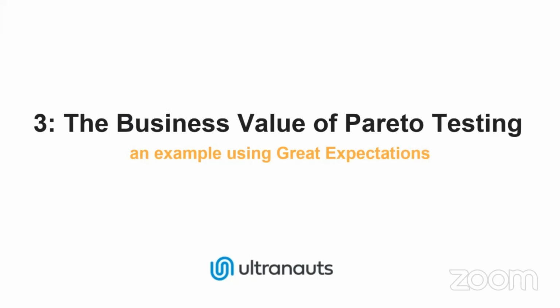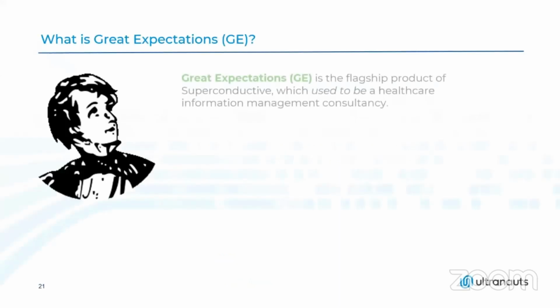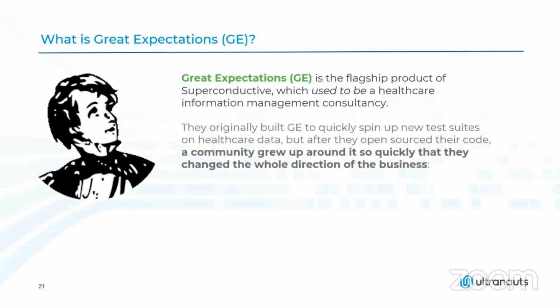This example is blinded from an organization for privacy purposes, but it should give you a sense of the kind of information you can get when you evaluate test results from the perspective of those value stories and look at the vital few tests rather than looking at the entire ocean of tests that we tend to boil. The example that we're going to show you depends on tests using Great Expectations.